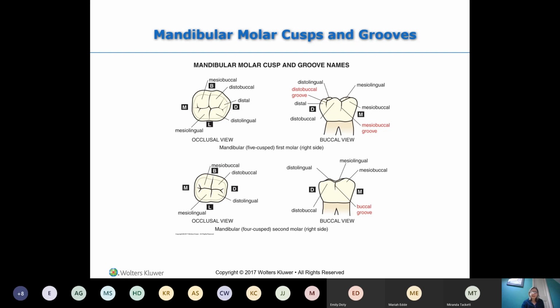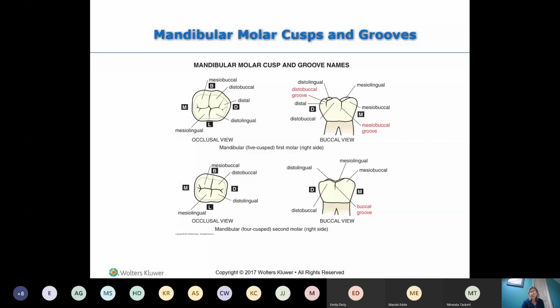The next thing that they've done here is they've labeled the cusps. Now that we know which sides are buccal, lingual, mesial, and distal, we can label the cusps. So we can label the mesial buccal cusp, the distal buccal cusp, the mesial lingual, the distal lingual, and the little distal cusp. So now we've labeled all of our cusps.